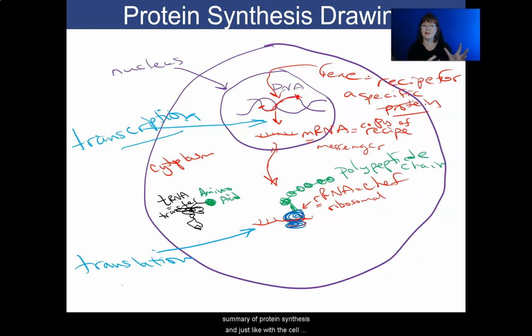And just like with the cell cycle, practice drawing this. The first 4 or 5 times you might be copying a lot of it from the picture, if you can read it, that I drew, and then you're going to start being able to do it on your own. Just sit down and spend 15 minutes and just try to get this drawing down, and you'll have the information that you need to answer questions about protein synthesis.